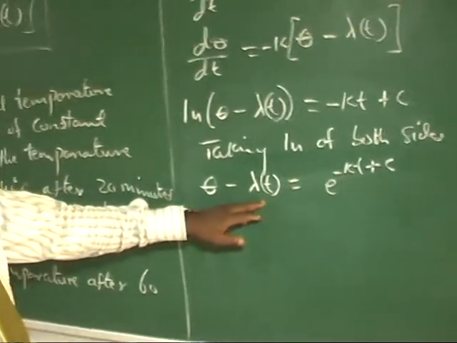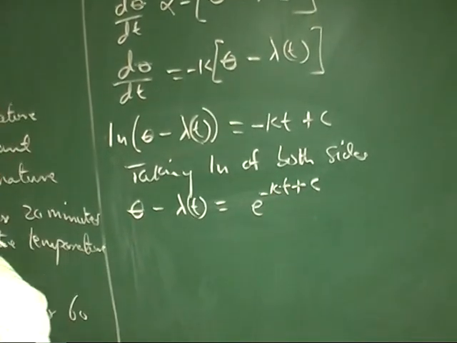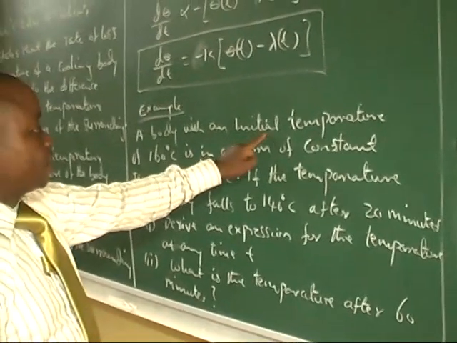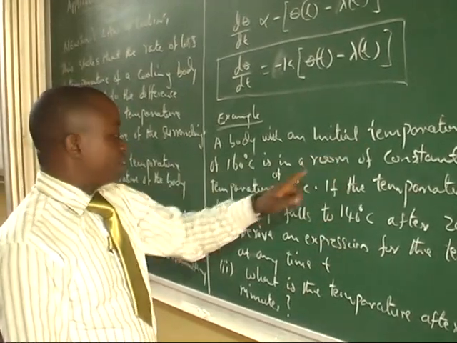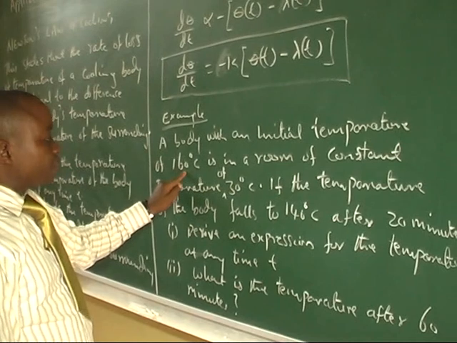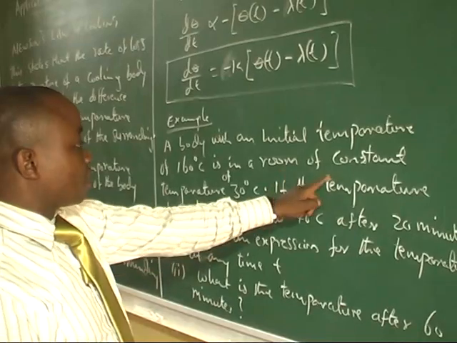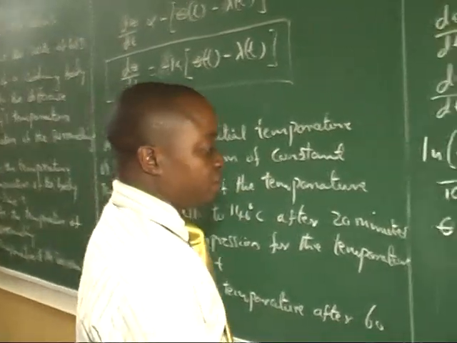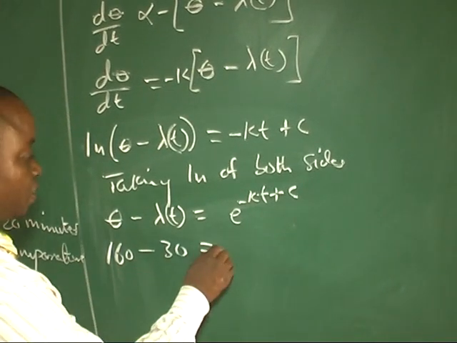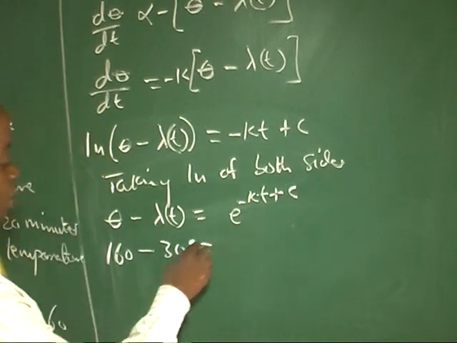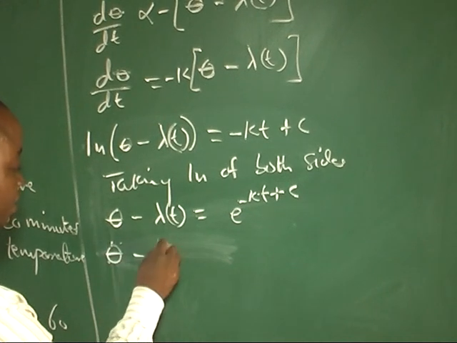But it is given that at t is equal 0, as initial temperature, the temperature of the body is 160 at a constant room temperature of 30. So that means 160 minus 30 is equal. Okay. Let's look at this. That we can write this as.